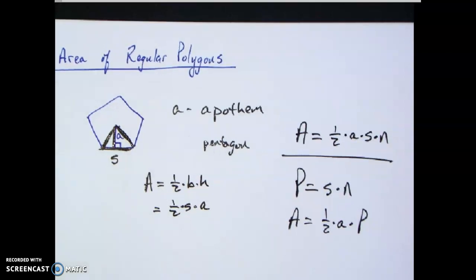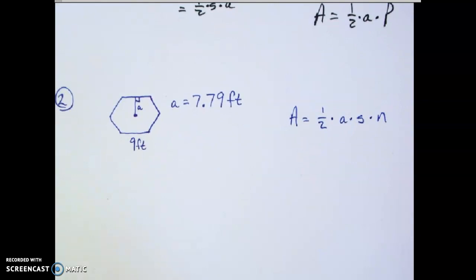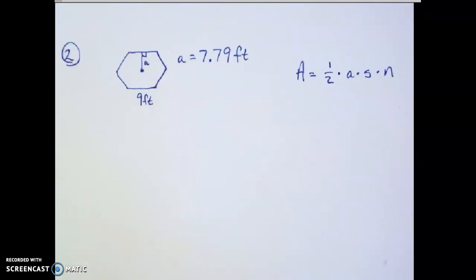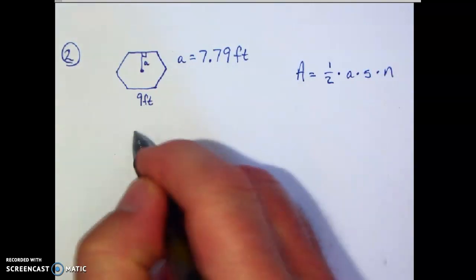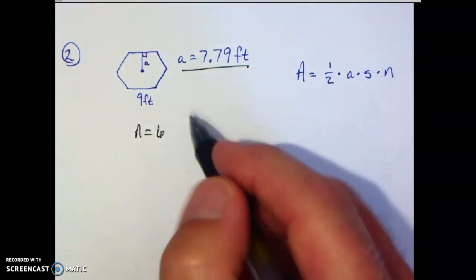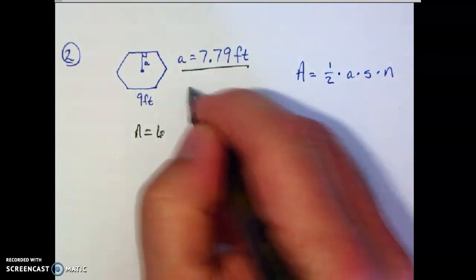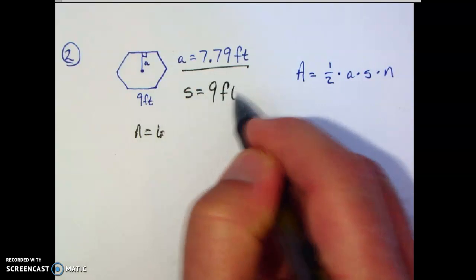So we'll do one example together. So here I have a hexagon. All right, so we've got our 6 sides, so that means n is equal to 6. We are given the apothem is 7.79 feet. And then the other piece we have is our side length, which we're given is 9 feet.